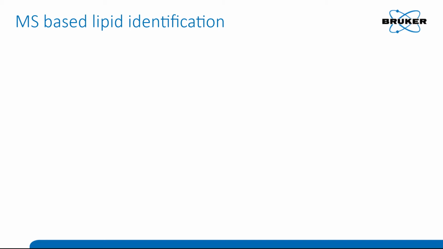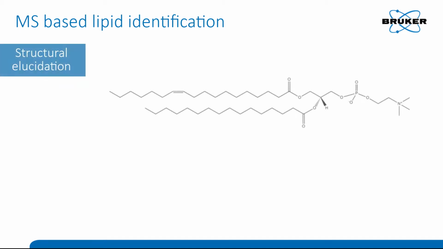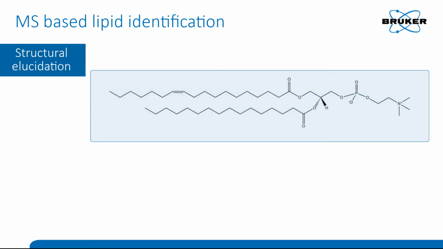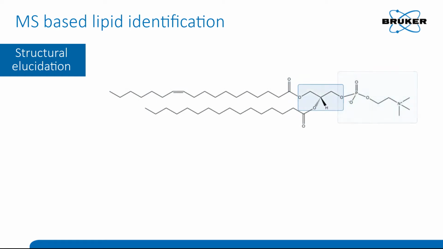Before I dive into what rule-based lipid annotation itself means, I'd like to give a brief introduction on the challenges of mass spectrometry-based lipid identification. The main challenge is the structural elucidation of lipids. Here you can see an example phosphatidylcholine species. It consists of a choline head group attached to a glycerol backbone and two fatty acyl chains. Furthermore, one acyl chain contains a cis-directed double bond at position delta 11.